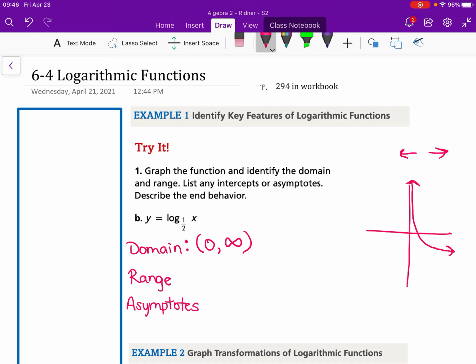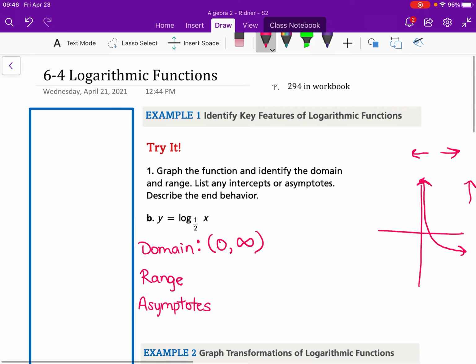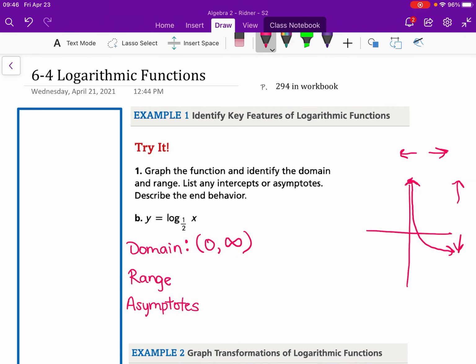Now, sometimes it's hard to tell, but this starts way up high forever. And what's harder to tell is that it's actually going down forever. It's going down forever slowly, but it is going down forever. So the range is -infinity to infinity. And the asymptote is a vertical line, so vertical is x equals, at 0.